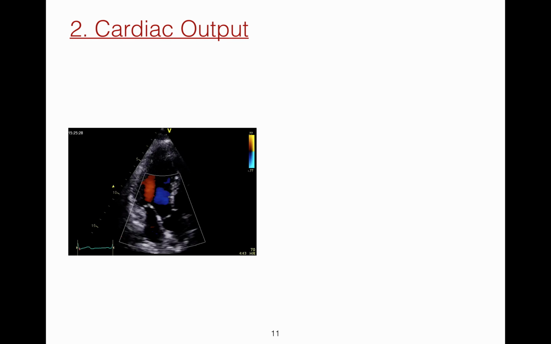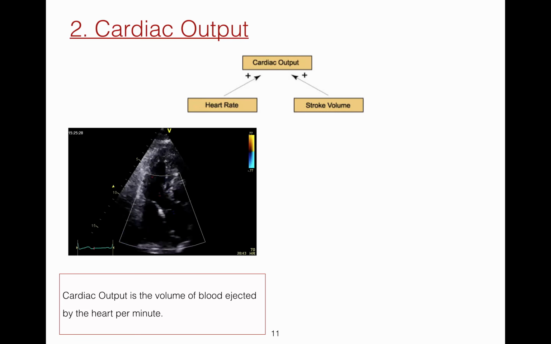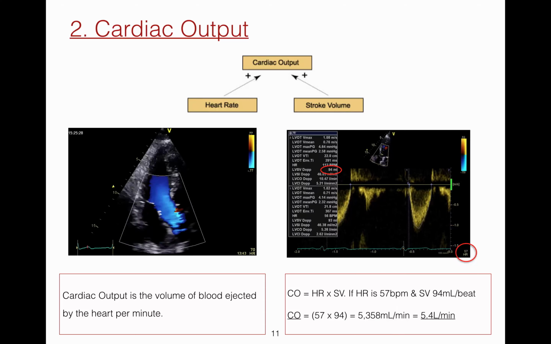Cardiac output. The volume of blood ejected by the heart per minute is termed the cardiac output. It is the product of heart rate and stroke volume. With pulse wave Doppler and an ECG, cardiac output can be estimated with echo.